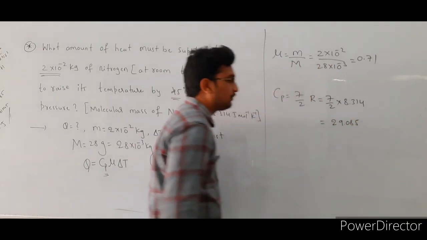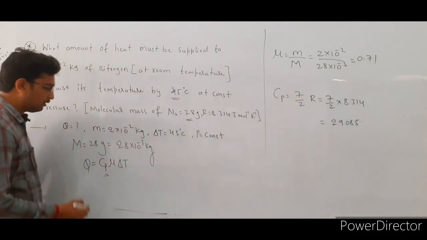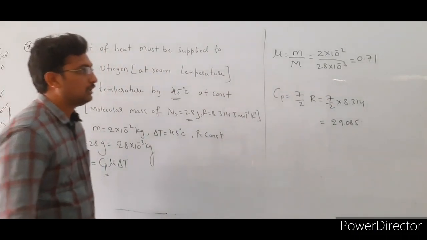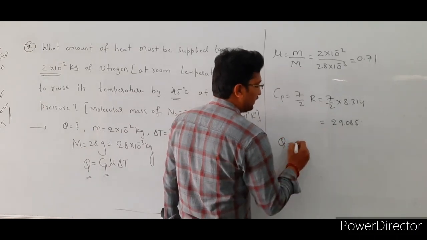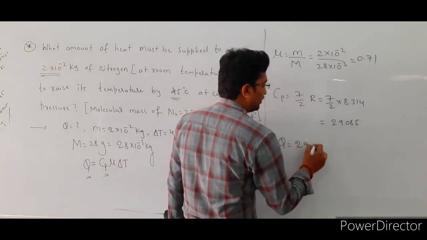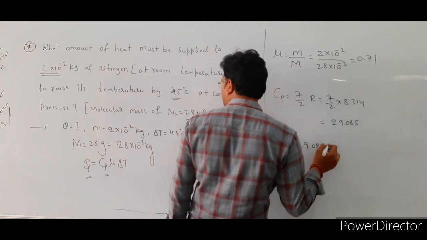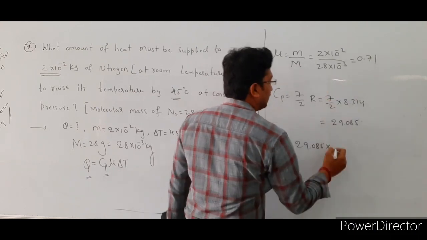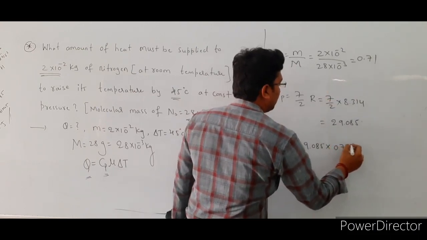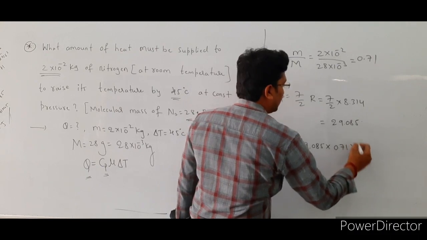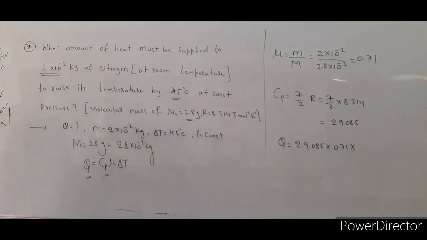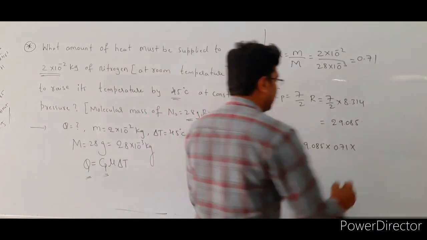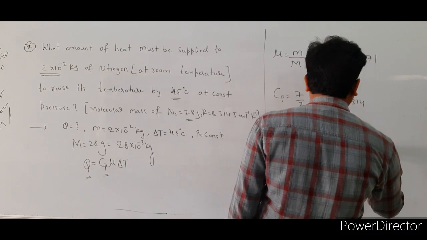29.085, so this is the Cp value. Here we want to calculate the Q value. Q is equal to Cp value, which is 29.085, into mu value, that is 0.71, into the change in temperature, or the rise in temperature value. So that is 45 degree Celsius. So the change in temperature is 45 degrees.